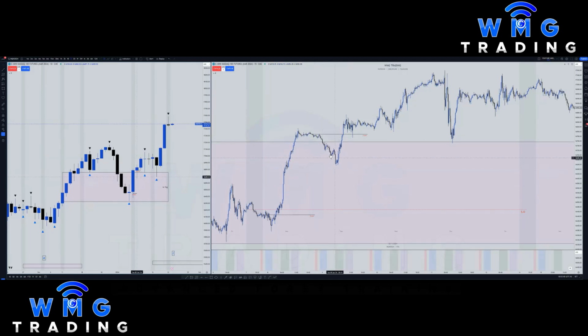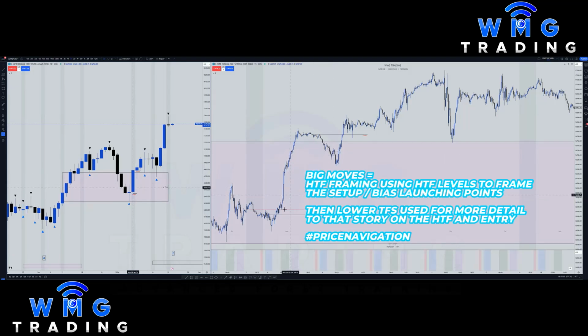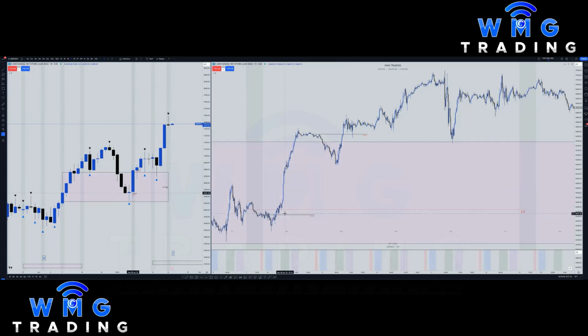You get whipsawed out of every move you get into if you stick on these lower time frames. You want big moves? You've got to go on those higher time frames. You've got to frame your higher time frame setups and use entry all the way on the lower time frames. But you have to know how to navigate, and this is a way to navigate.